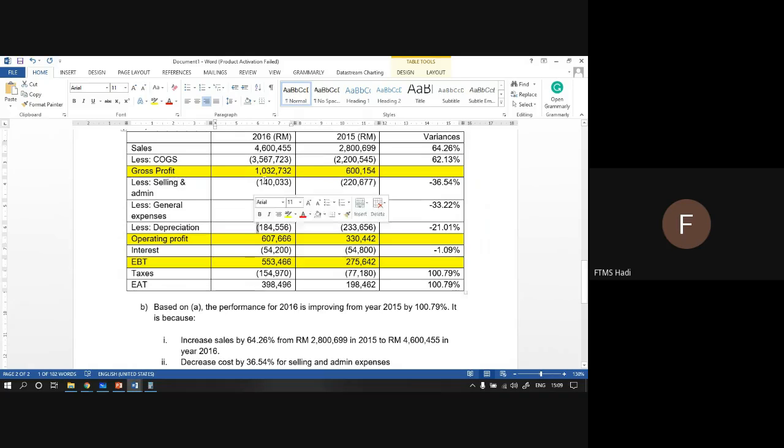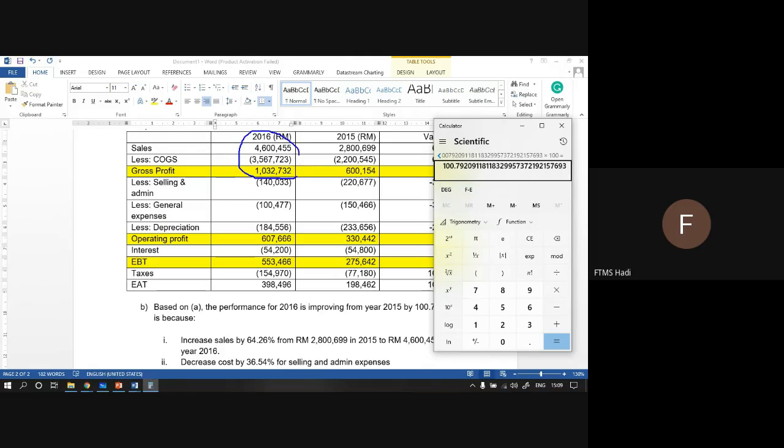Okay, you see, the format of the income statement. The difference between bracket and without bracket is that without bracket means a positive number, that means add, tambah, but the bracket means minus. So let's say sales, I calculate to you this one: 4,600,455 minus, this one is bracket so you need to minus, 3,567,723. So you get 1,032,732, which is this one.